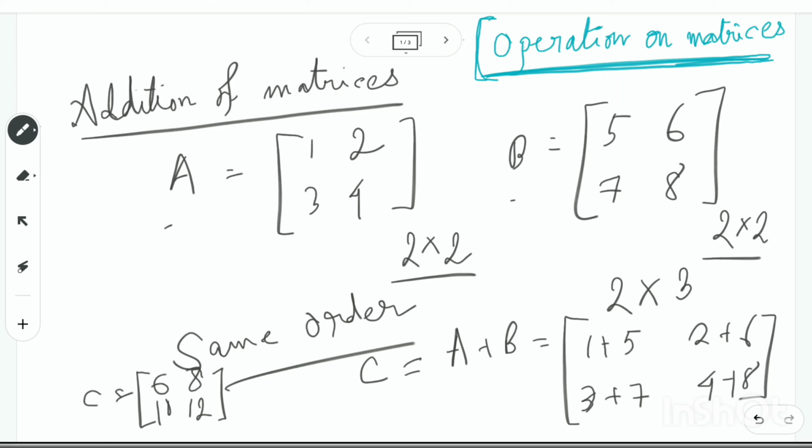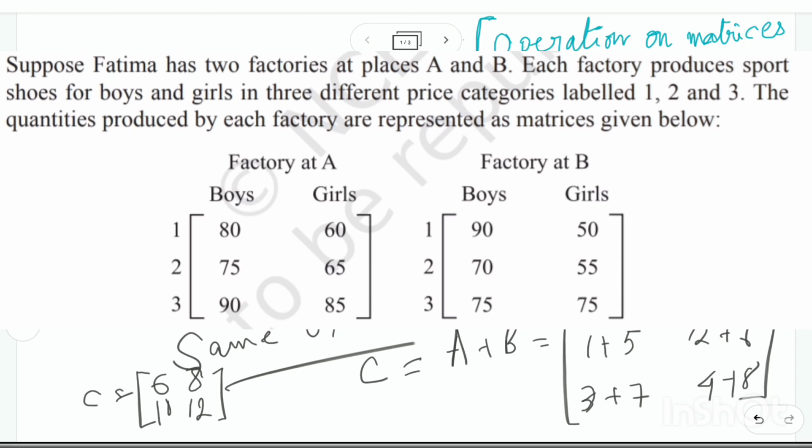In your book there is an example with a factory at A and a factory at B. Fatima has two factories at places A and B, and each factory produces sports shoes for boys and girls in 3 different price categories labeled 1, 2 and 3. Suppose Fatima wants to know the total production of sports shoes in each price category.